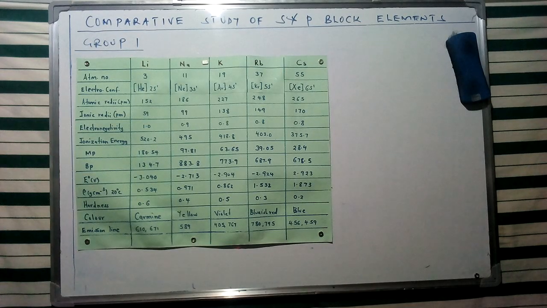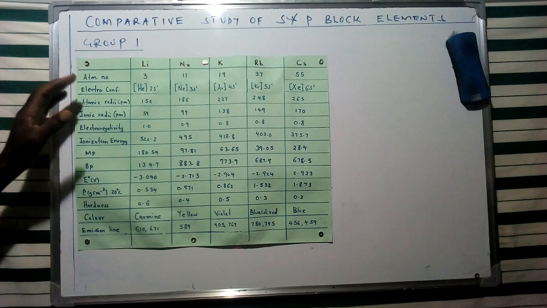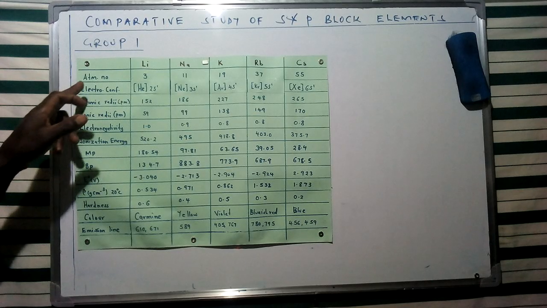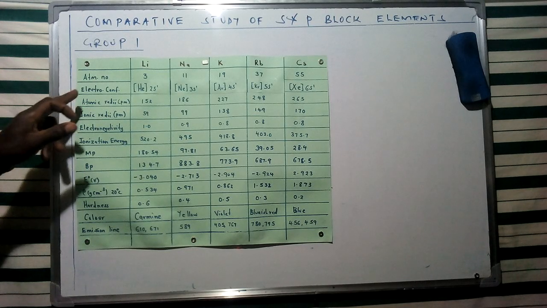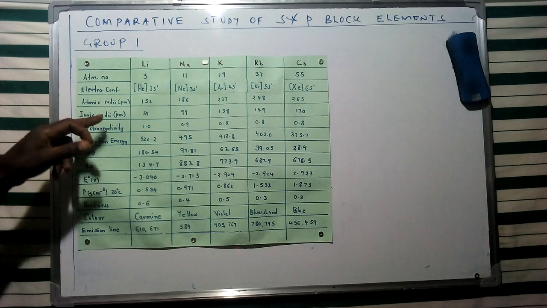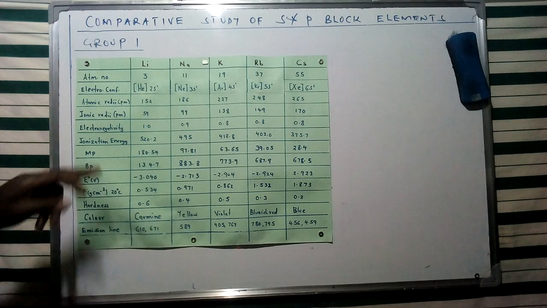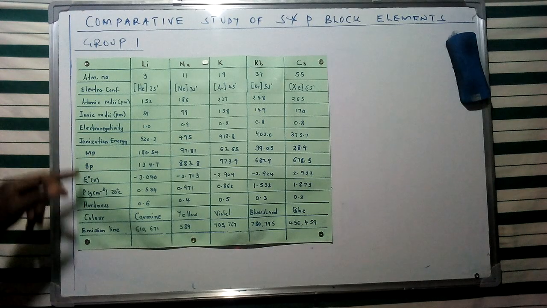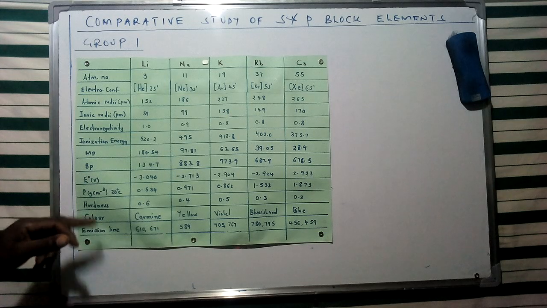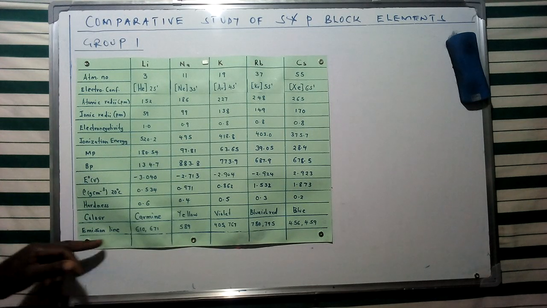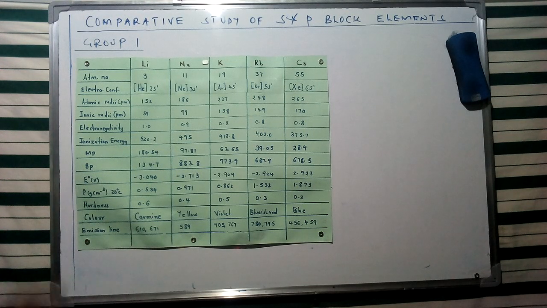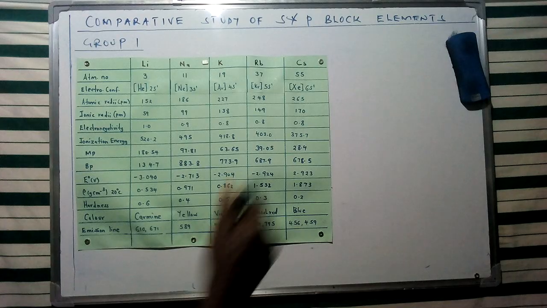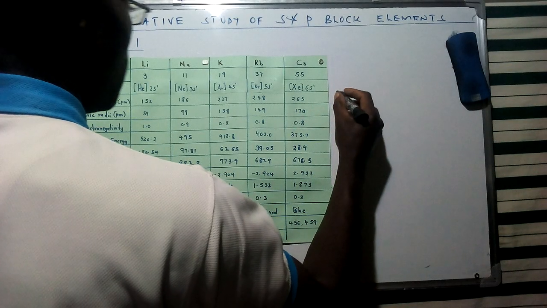Now in this case we're going to look at various aspects of these particular properties. I've listed the concept of atomic numbers, electronic configuration, atomic and ionic radii, electronegativity, ionization energy, the melting and boiling points, the electrode potential, density, hardness, color, and emission lines. And of course, these are going to assist us in trying to analyze some of the properties of group 1 elements.